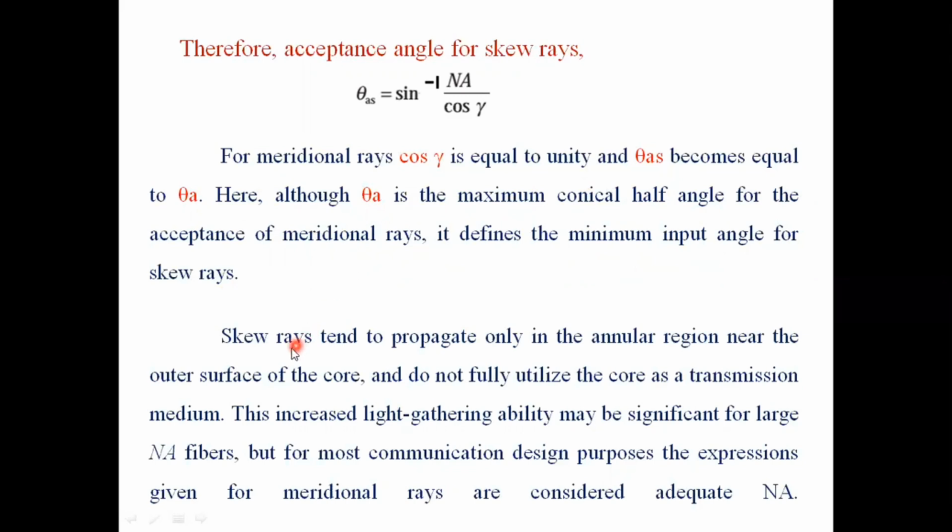That is a concept. Therefore, the skew rays tend to propagate only in the annular region near the outer surface of the core and do not fully utilize the core as a transmission medium. This increased light gathering ability may be significant for large numerical aperture fiber. But for most communication design purposes, the expression given for meridional rays is considered adequate for numerical aperture. So, numerical aperture is limited for both meridional rays and skew rays.